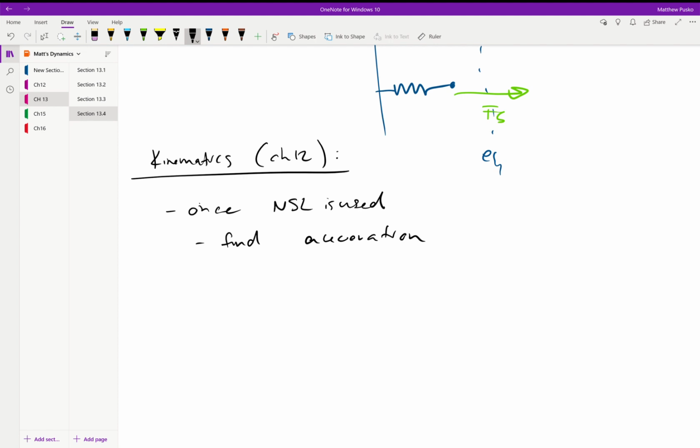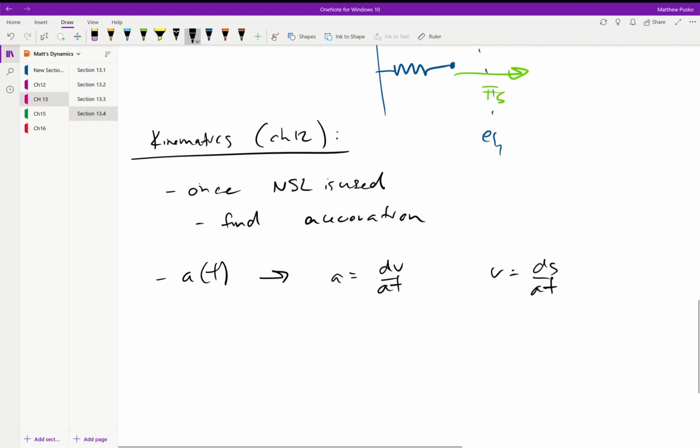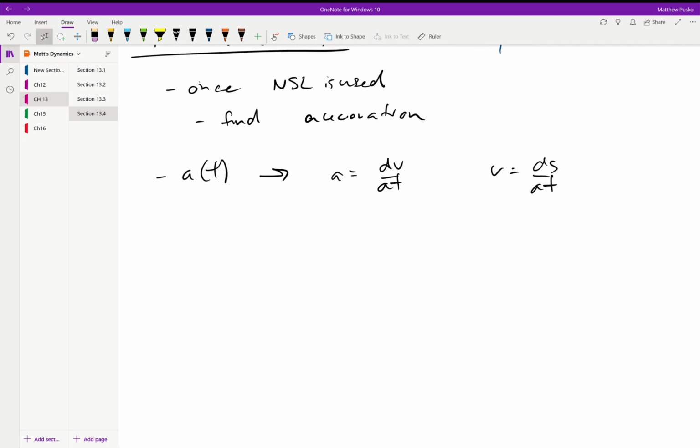If acceleration is a function of time, then we would use things like the definition a = dv/dt and v = ds/dt, and integrate it to get new velocity and position functions respectively. If we have acceleration as a function of position, then we're going to use a ds = v dv, which is eliminating dt from both of those. And then we would integrate it to find our new equations.